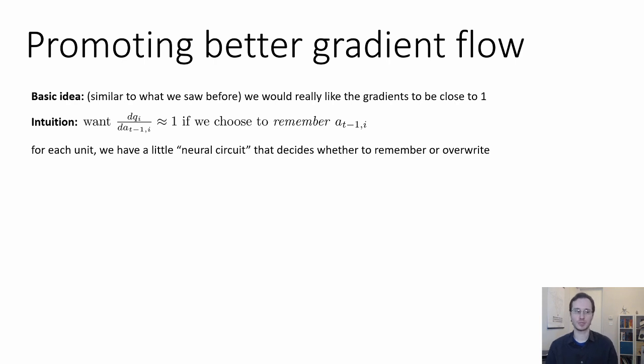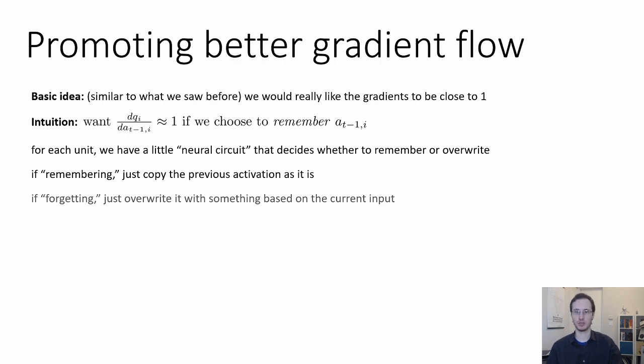So what we're going to do is design a little neural circuit for each unit that decides whether to remember or to forget. If you're remembering, you just copy the previous activation as it is and don't change it. If you're forgetting, then you override it with something else. So we're going to have this thing that we call a cell state. And I'm going to just keep using the letter a. Sometimes people use the letter c for this.